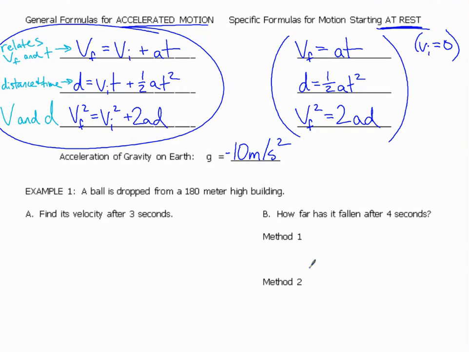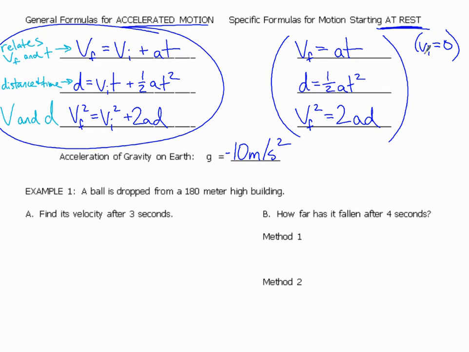So we just finished up talking about some general formulas for accelerated motion and some specific formulas for accelerated motion when the initial velocity is 0. In general, these are the formulas on the left that we will use. The top one relates final velocity and time. The middle one, distance and time. The last one, velocity with distance. Off to the right, we have the specific versions when the motion is starting at rest.